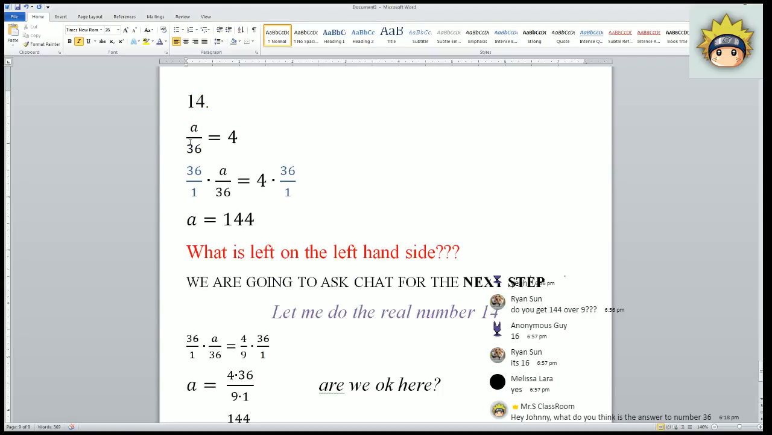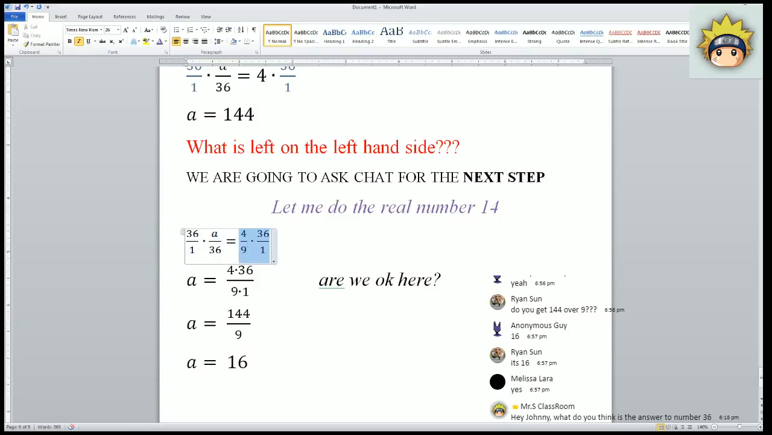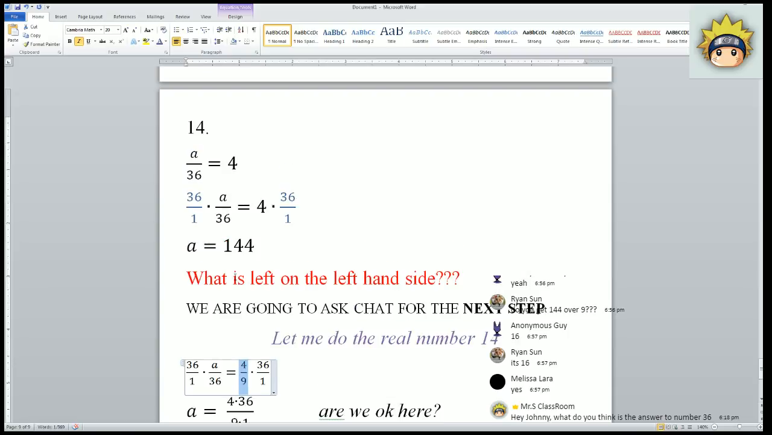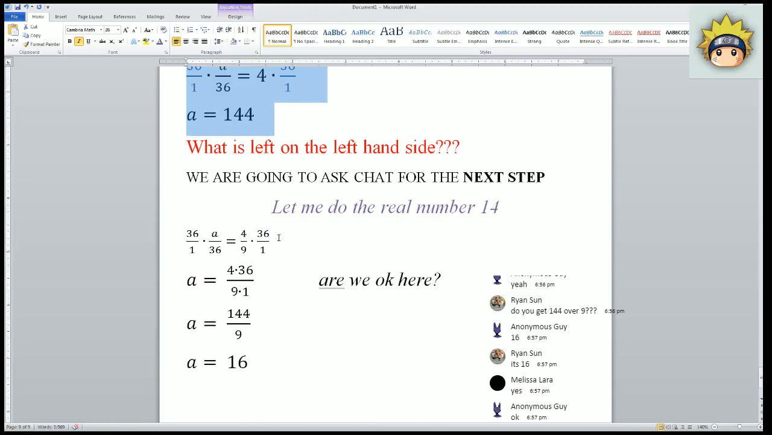Do you see? Don't get freaked out by the fraction. The 4 over 9, it's just a fraction, but it shouldn't freak you out. Same thing here. If you can do this, you can do this, okay?